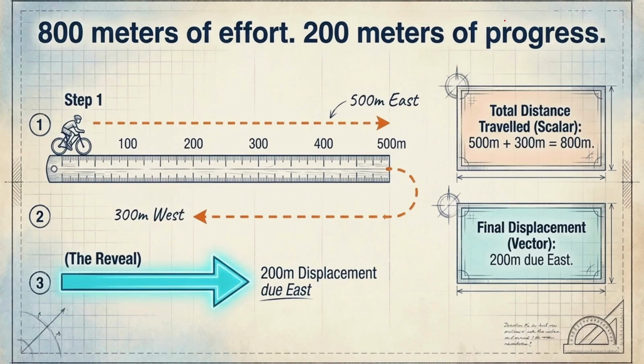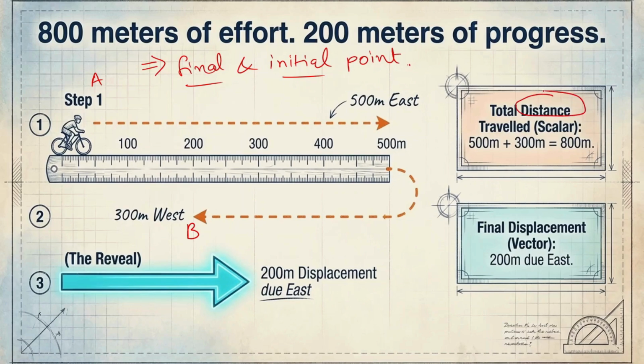The other thing is that the displacement is between A and B. The displacement depends only on the final and initial point. It doesn't bother about how the journey was. So if you want to find the displacement, check the final point and the initial point. That's it. But in the case of distance, you have to consider the whole journey.